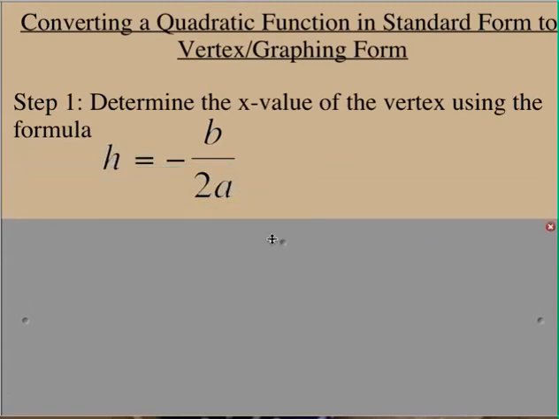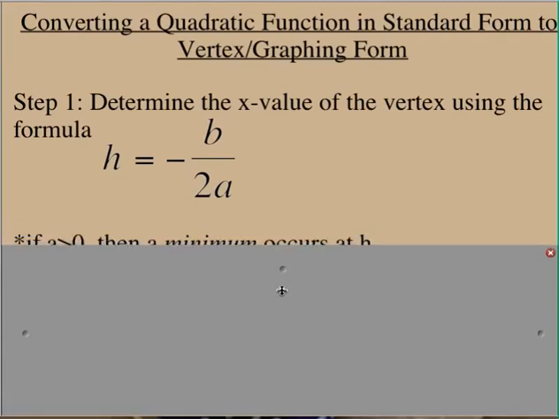Now, one thing you did in Algebra 2 was called completing the square, and that's how you went from standard form to graphing form, but in pre-calc we're actually going to use an easier method. So h equals the opposite of b over 2a, and this is when you're given the equation in standard form. This will be our x value of the vertex.